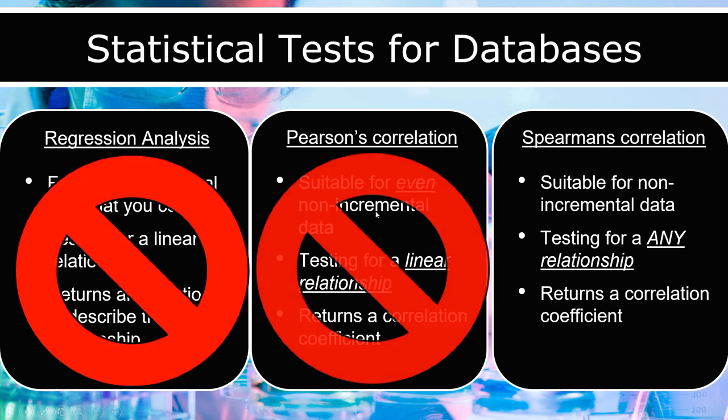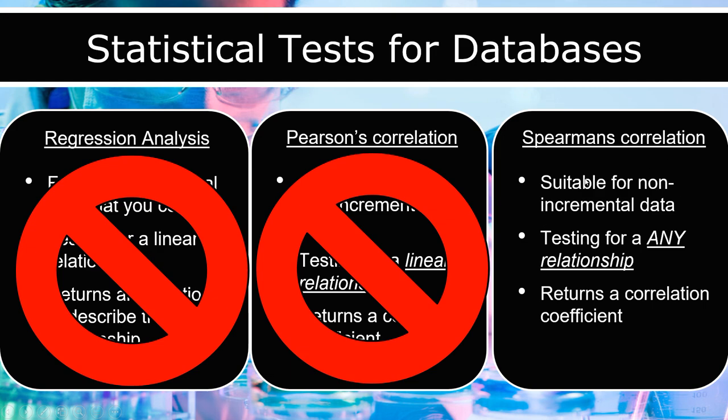So I'm going to recommend that you not use the regression analysis or the Pearson's correlation, that you stick with the Spearman's correlation for the reasons that I've laid out here: that you're probably not going to have incremental data, and that you want to test for any relationship, not just a linear one. That's more restricting.